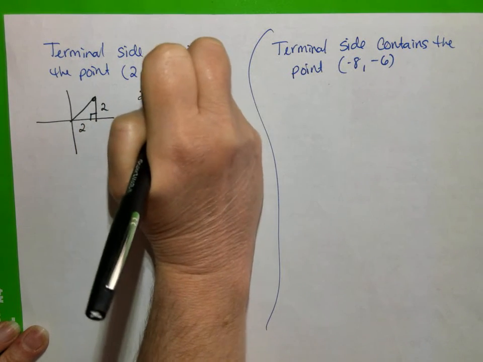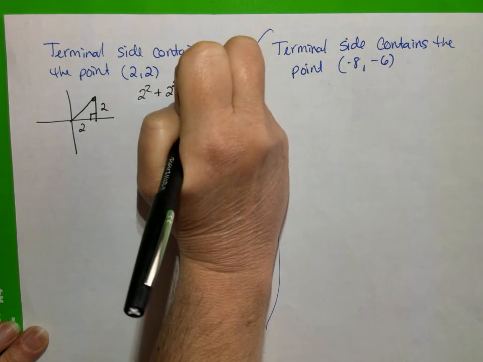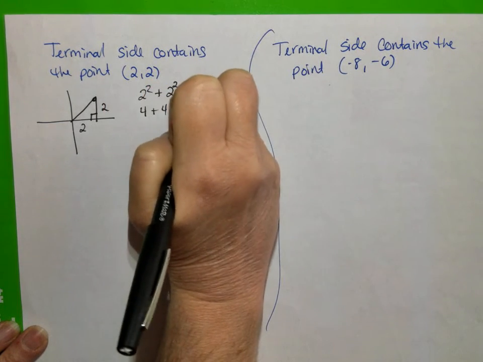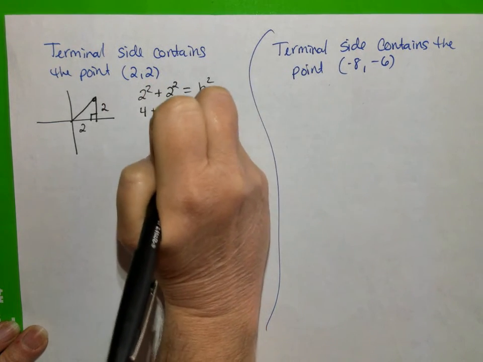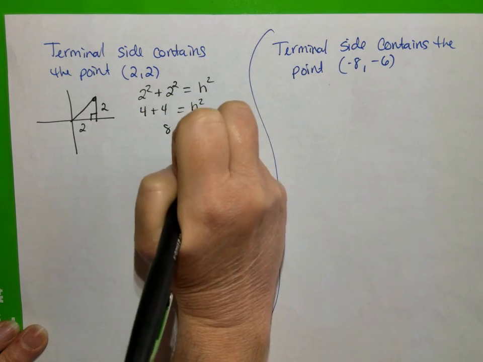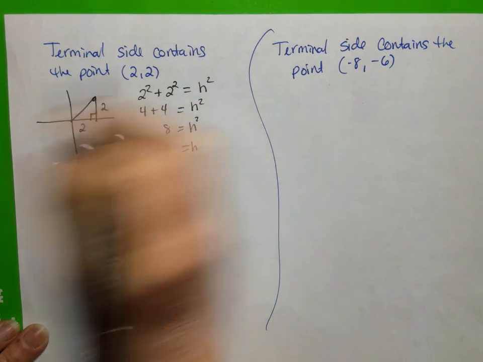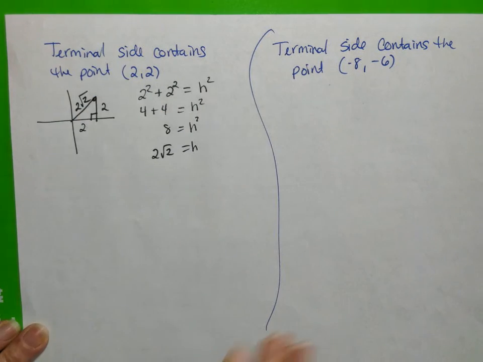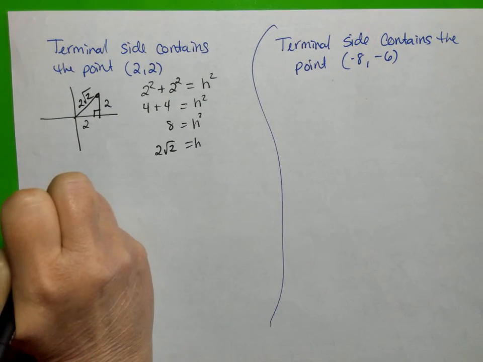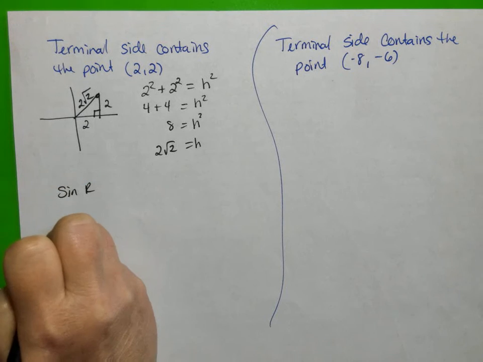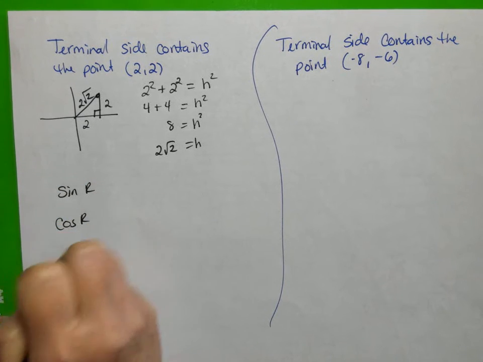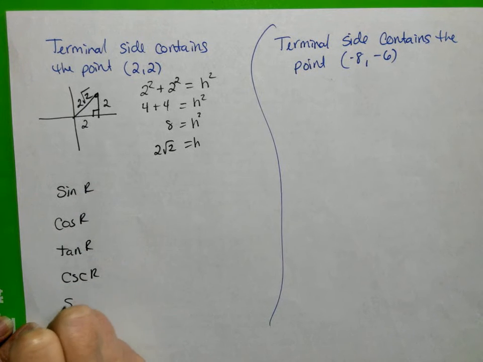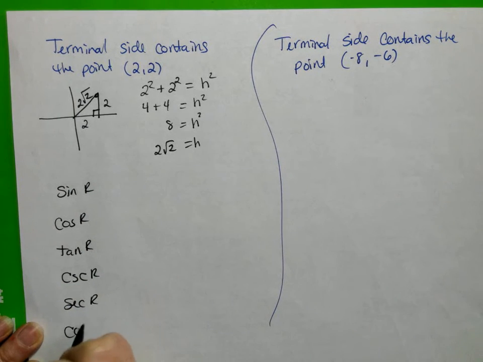2 squared plus 2 squared equals the hypotenuse squared. So 4 plus 4 is the hypotenuse squared. So the hypotenuse squared is 8, which means the hypotenuse is 2 square root of 2, because I have to take the square root of that. So 2 square root of 2. We're good so far. So let's find all 6. The sine of r, the cosine of r, the tangent of r, the cosecant, the secant, and the cotangent.